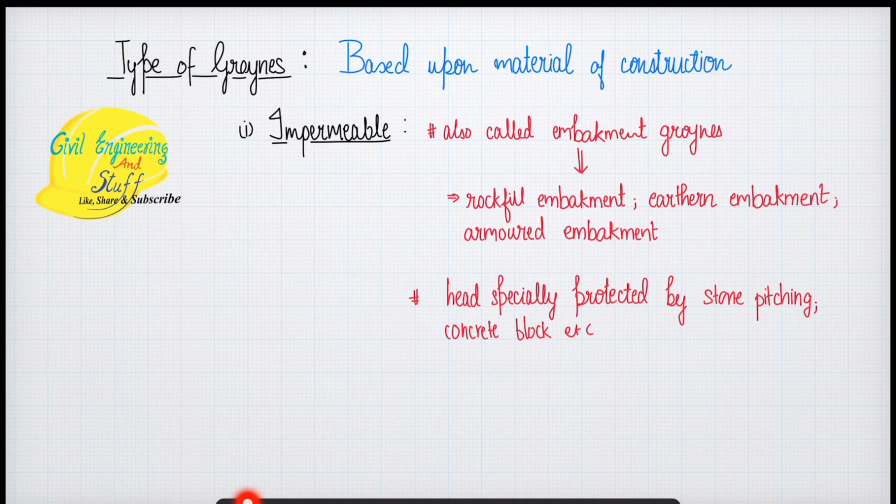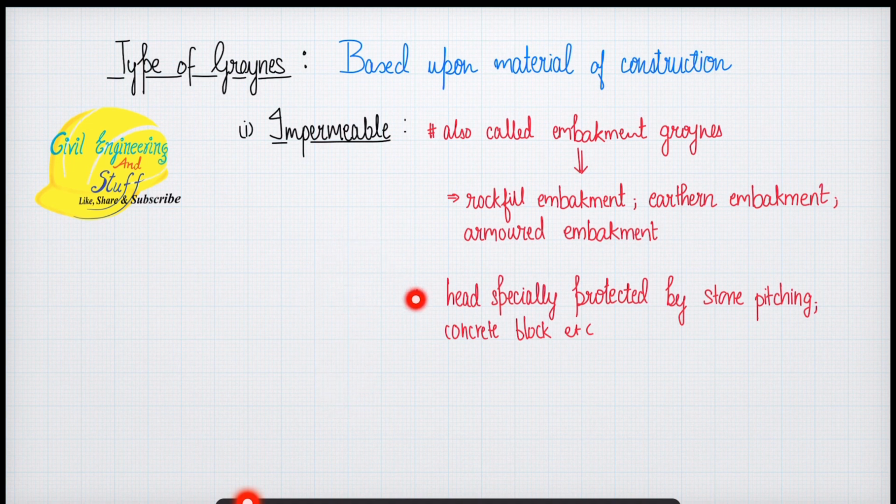Okay, then the next category to assess the type of groynes is based upon the material for construction. In this, the first one is impermeable groynes, which are also called embankment groynes. These are made up of rockfill embankment, earthen embankment, or armored embankment. Armored embankment will be multi-layered. That is, the inner part may be made up of soil.